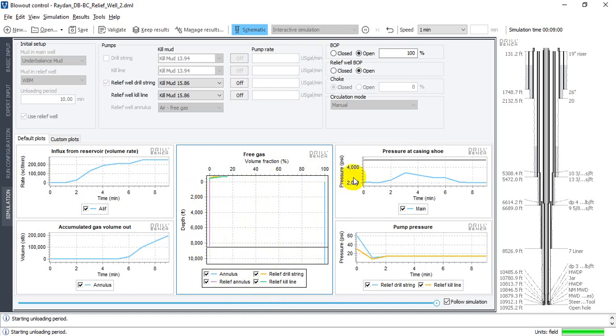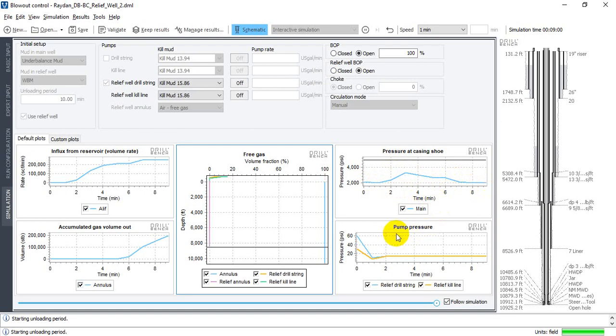by the depth, and pressure at casing shoe. Our pressure at casing shoe at the reservoir was 2000 psi at the depth or at the reservoir, and it is increasing to 3000 and more after 2.5 minutes, and decreasing to 0 or to 2000 after 8 and more minutes.